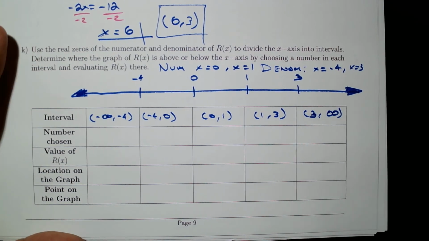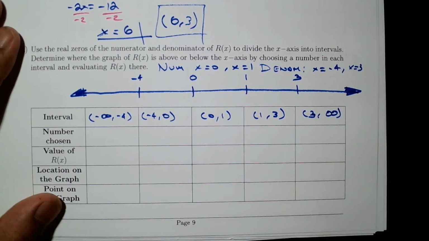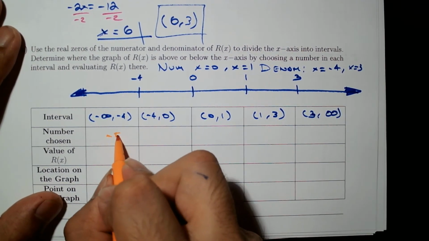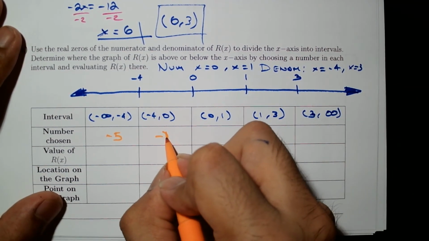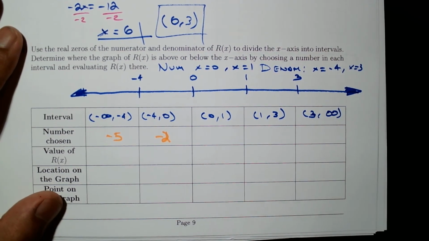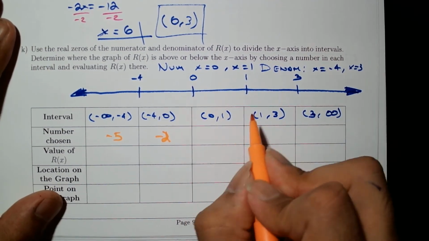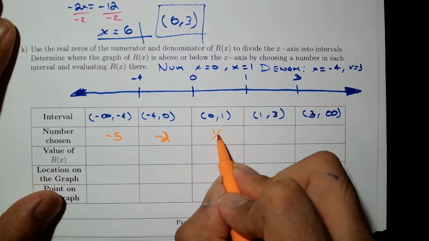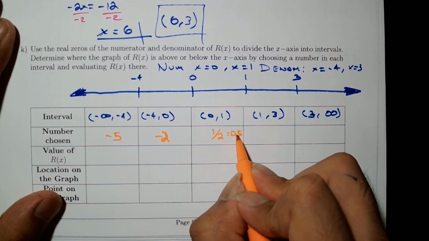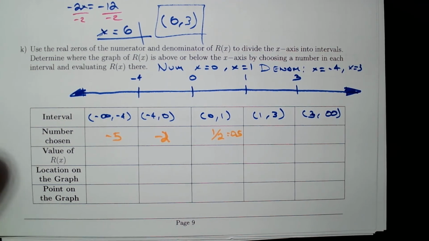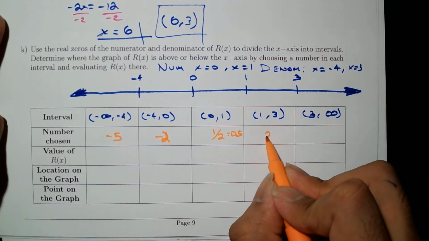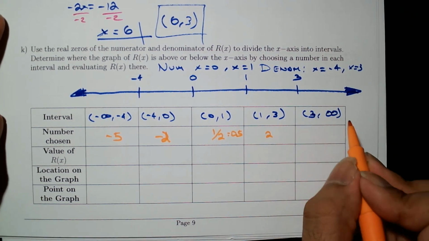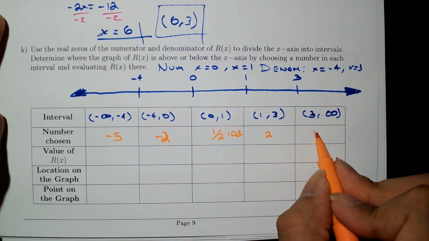Now let's choose a number, our favorite number here. That's going to be -5. Between -4 and 0, -1. Actually, I'm going to choose -2, not -1, just because. And then between 0 and 1, I'm going to choose 1/2 or 0.5. Decimals are okay here, just to have an idea of the positivity or negativity of the number. Between 1 and 3, I'm going to choose 2, the only possible integer. And between 3 and infinity, I'm going to choose 4.